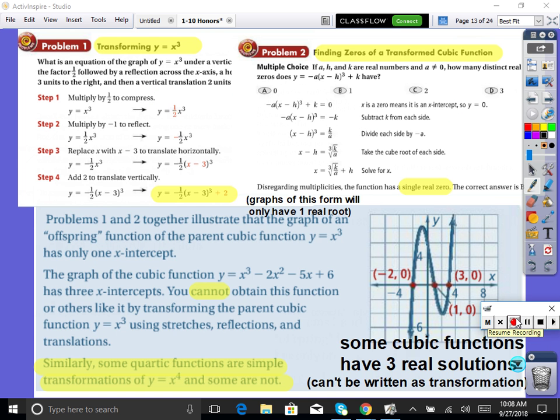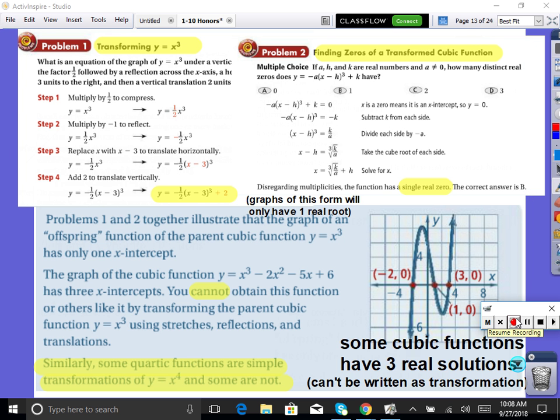We've been looking at transformation of functions, which is great. Now, what do we know? If it is a transformation, it's going to have that one form, this form. So let's focus on a cube, for example. y equals x cubed. A transformation of that will have this form, as we've seen, and it will have only one real root. So right here, this has one real root, and that's a transformation from the parent function.